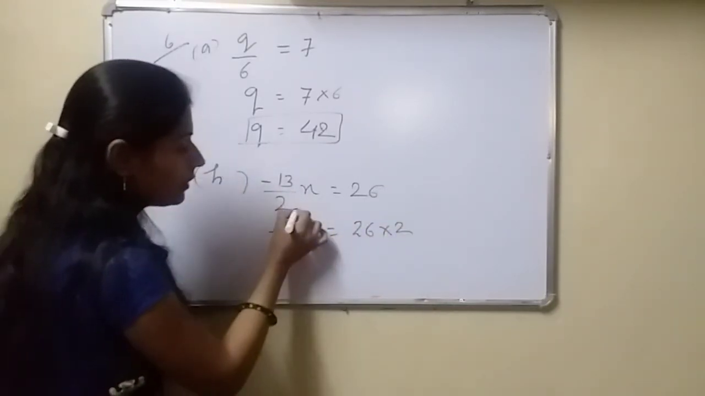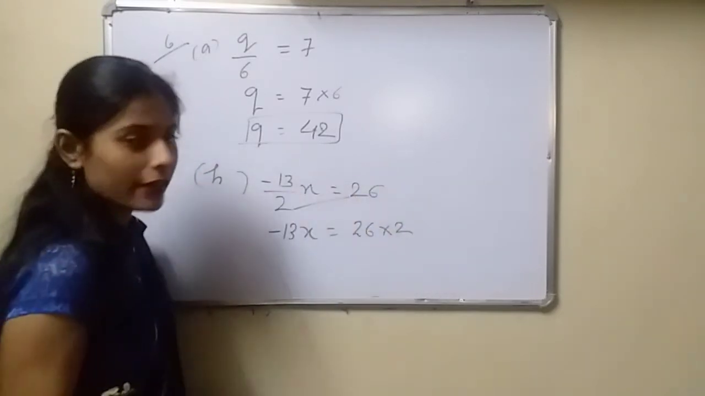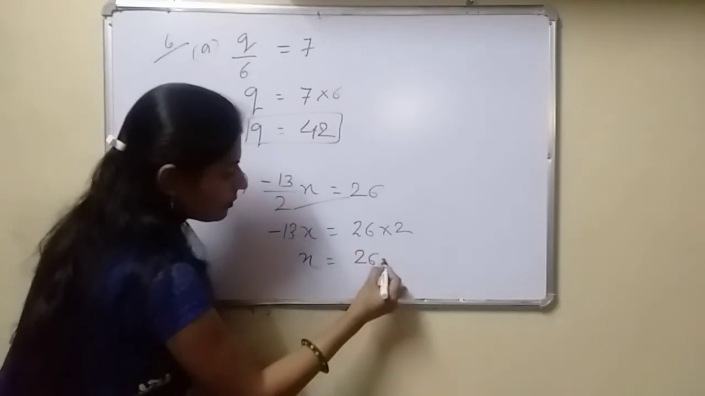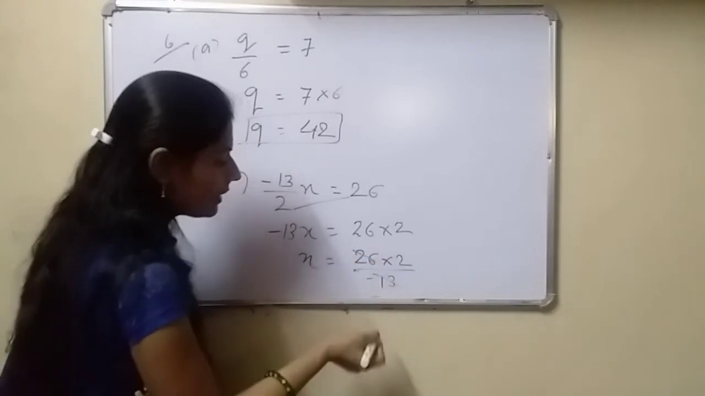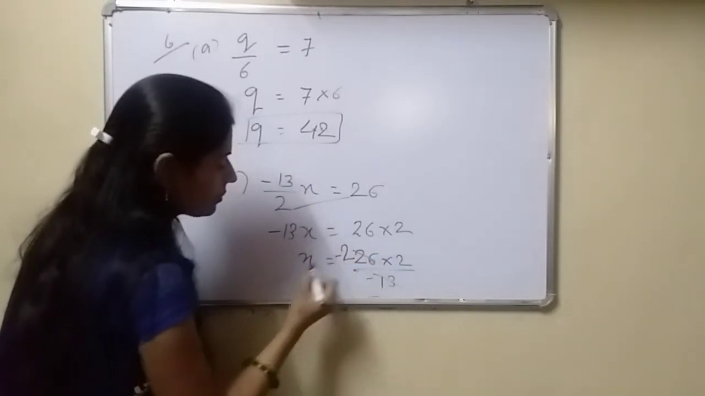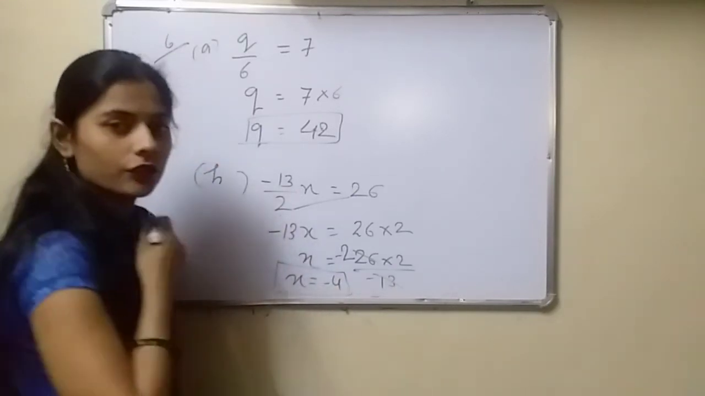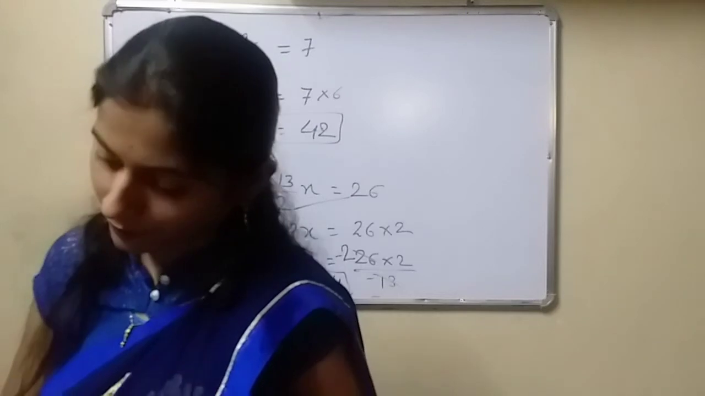Okay, you can cross multiply. It is in divide, so when you are taking it to the opposite side, it will become multiply. So x is equal to 26 multiplied by 2 divided by minus 13. So when you are dividing it, it will become minus 2. x is equal to minus 4. This is your answer.